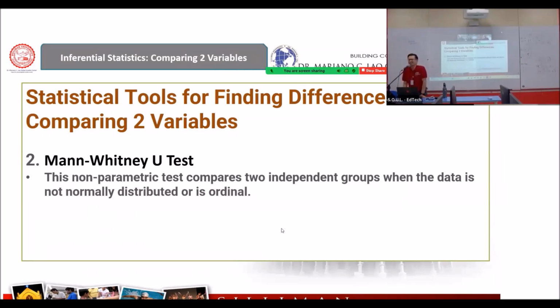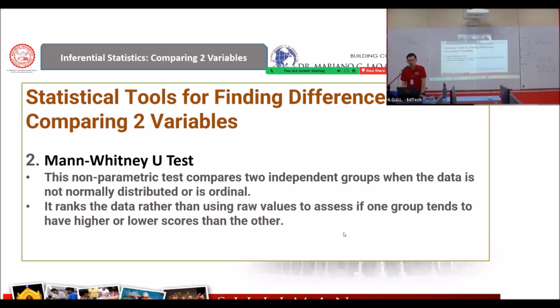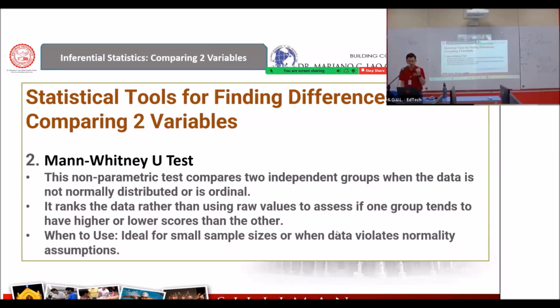What is ordinal again? Like 1, 2, 3, high, low, very high, something like that. But the first thing that you should do, even if that is ordinal, is not immediately work on the Mann-Whitney U-test. Still look at the distribution. Okay? Then it ranks the data rather than using the raw values to assess if one group tends to have higher or lower scores than the other. So when to use it: ideal for small sample sizes and when data violate the normality assumption.